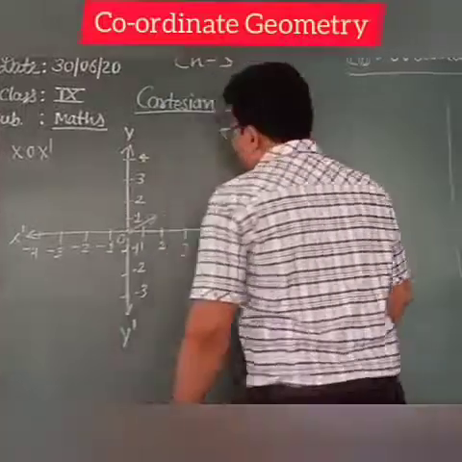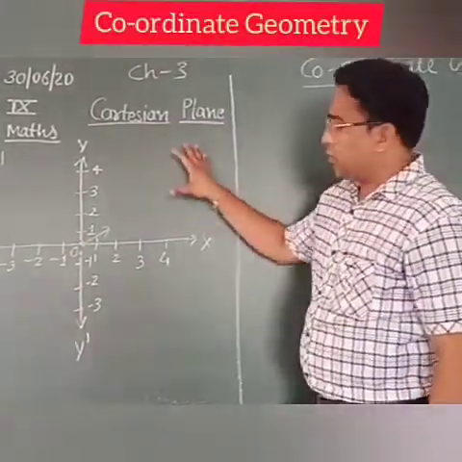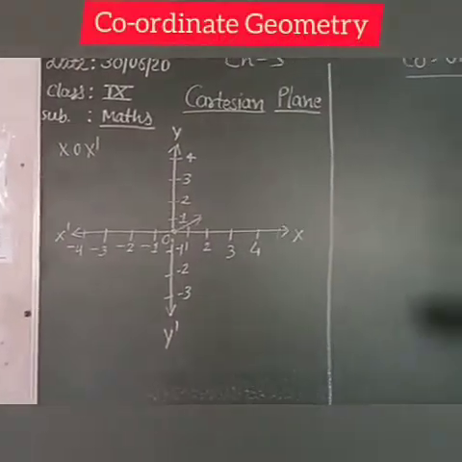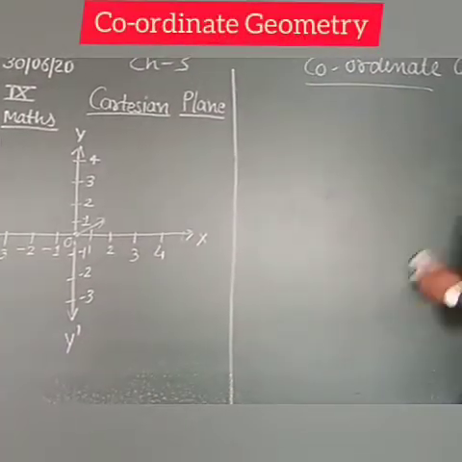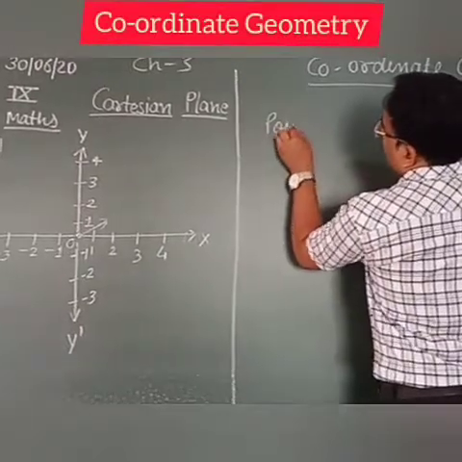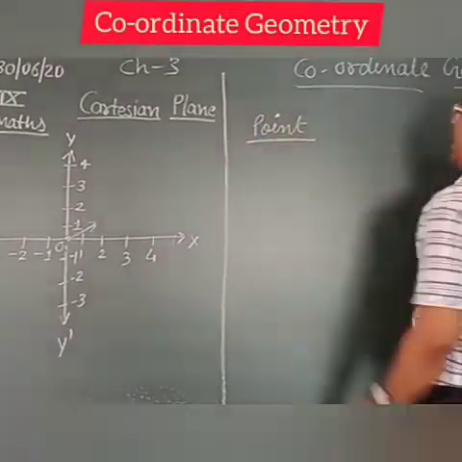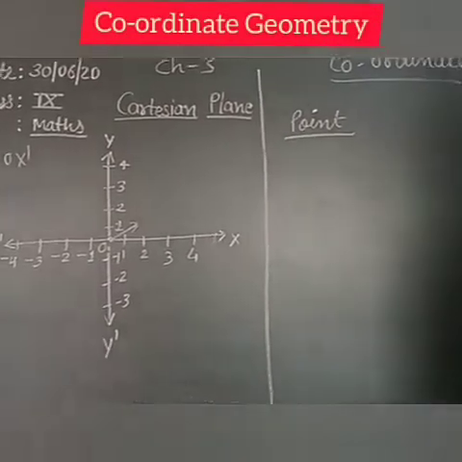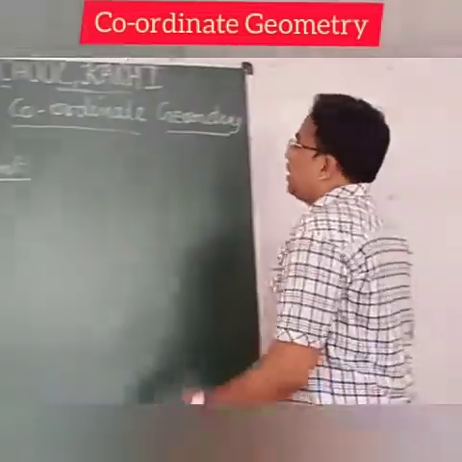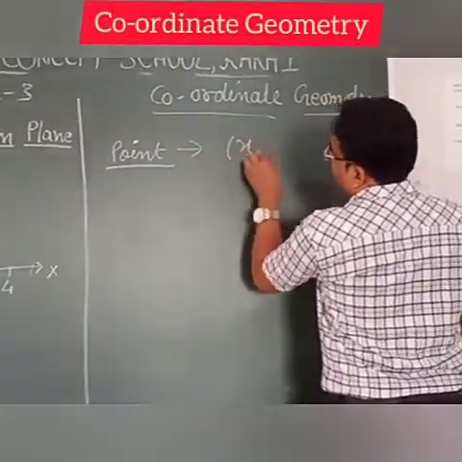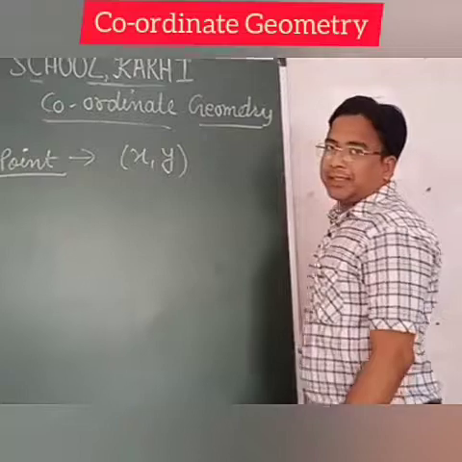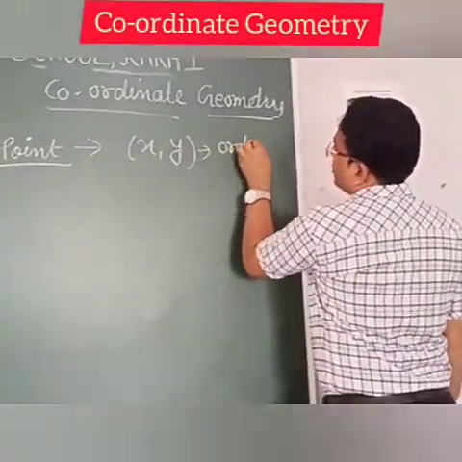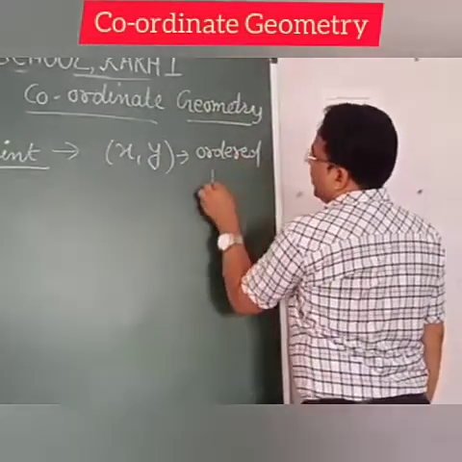So if we talk about this portion, focus on this. First of all, let me clear one more thing. Point. Whenever we draw or find out the location of any point on the Cartesian plane, the point will be in the form of x, y, which is also known as an ordered pair.